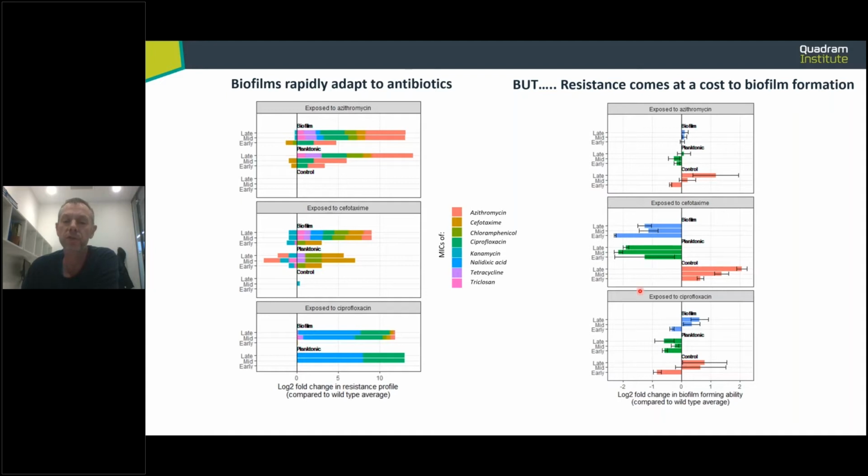And ciprofloxacin, again, this time the biofilms were able to make more biofilm over time, and not quite as much as you'd normally see in the controls, and the planktonics got worse again. So there's a difference. So the mechanisms of resistance are a little bit different, and the outcomes in terms of fitness are a little bit different.